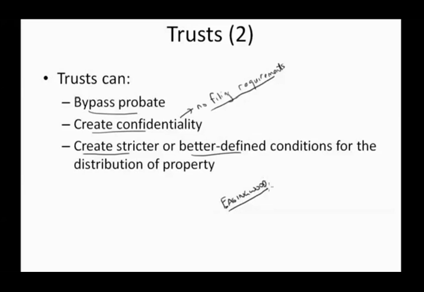So this kind of thing, this Easingwood case, gives us some good indication that the concept of using a trust rather than using a will can work out.